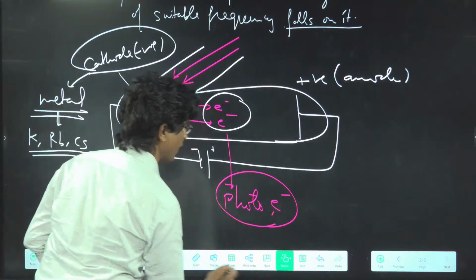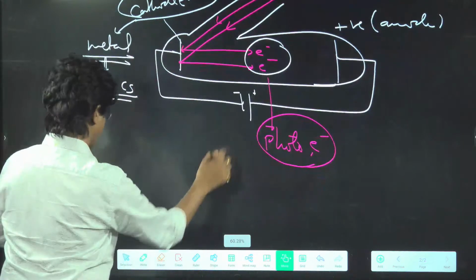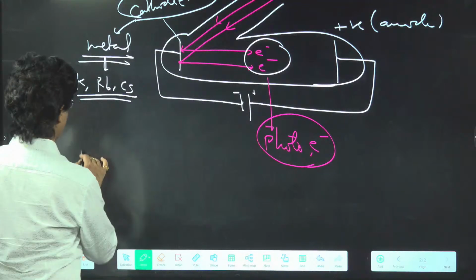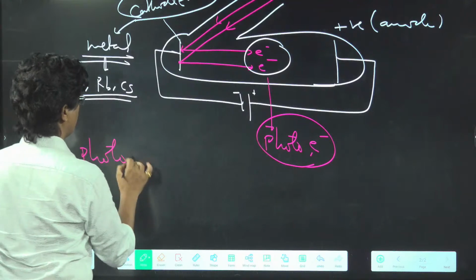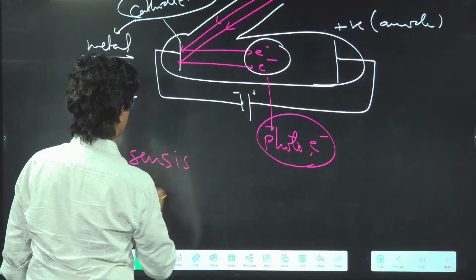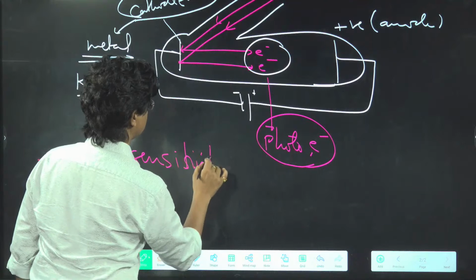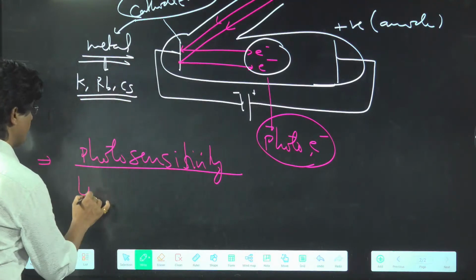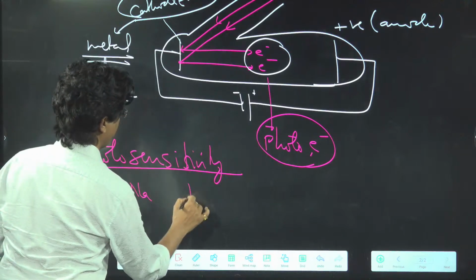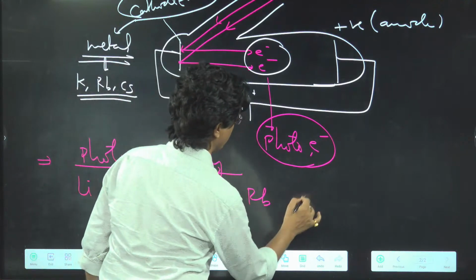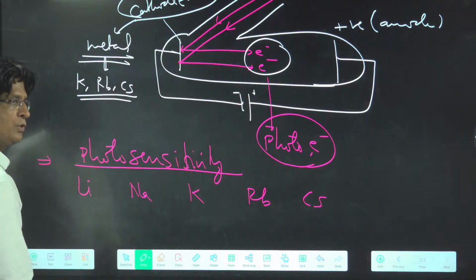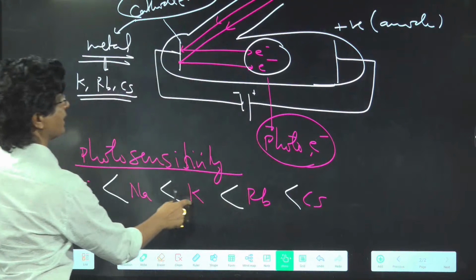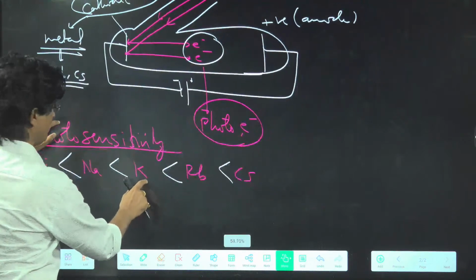Now before I move forward, I want you to write down a very, very important thing. They ask you about photosensitivity. What is the order of photosensitivity? They will give you lithium, sodium, potassium, rubidium and cesium. So the order will be this one. And what's the reason for that?